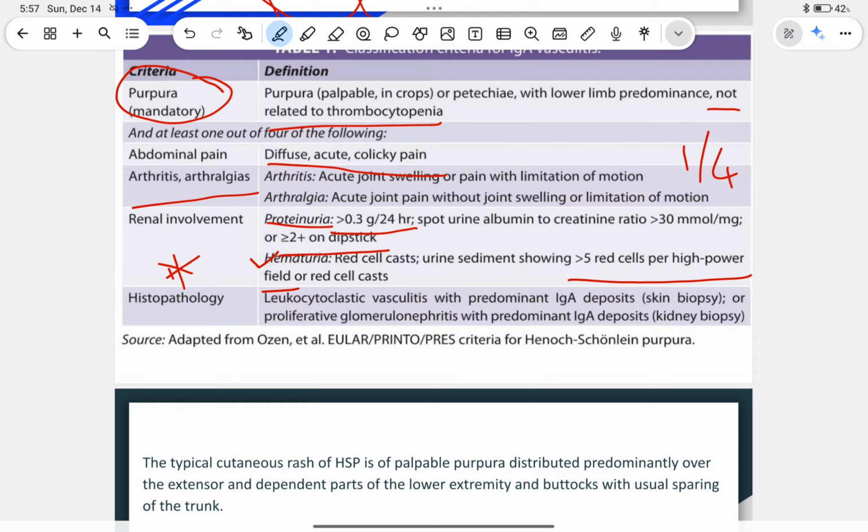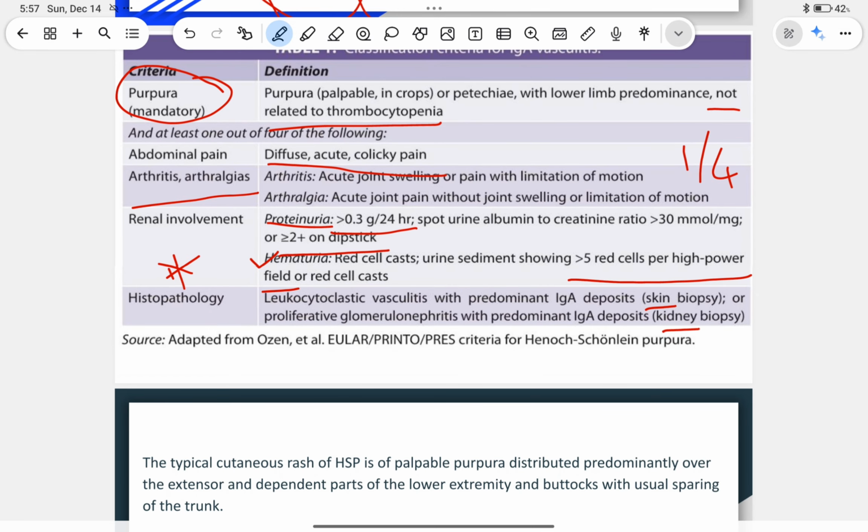So it is 10 times the normal. Normal is 0.03 grams for 24 hours. But here there is 10 times more, 0.3 grams for 24 hours is proteinuria. So renal involvement will be there. Along with that, if you see histopathology, you can see IgA deposits. Generally where you can see IgA deposits, the main involved organs are one, skin, and second, kidney.